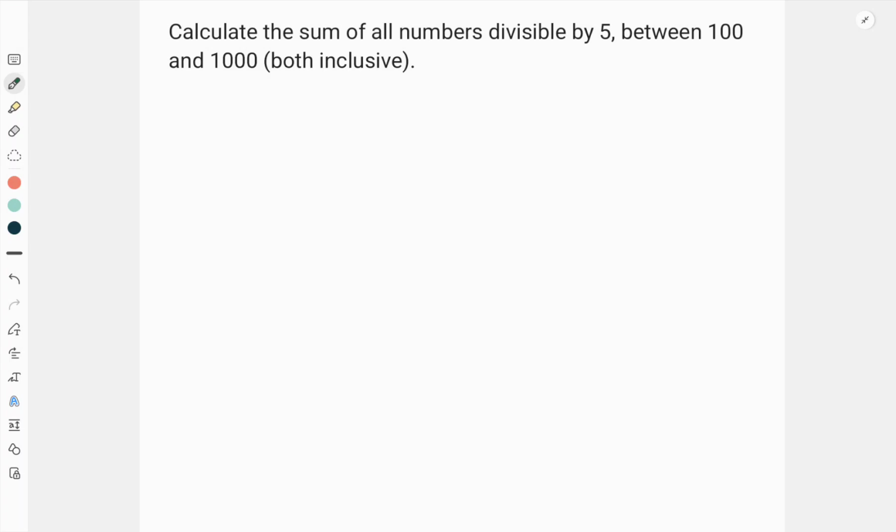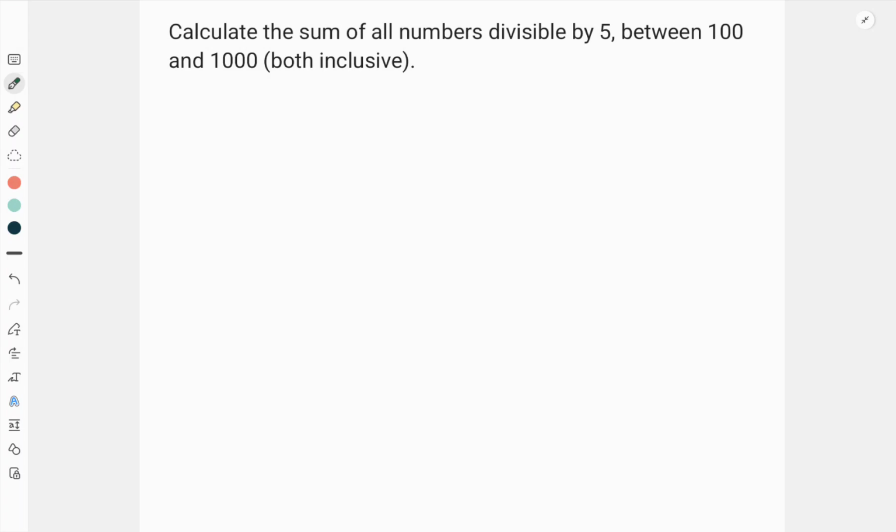So for example, 5, 7, 9, 11 is an arithmetic progression because the common difference is constant. But for example, 5, 7, 10, 15, 20 is not an arithmetic progression because the common difference is not the same between the terms. So let's talk about this specific problem, and then we will talk about in general how we are supposed to solve this. The question is: calculate the sum of all numbers divisible by 5 between 100 and 1000, both inclusive.